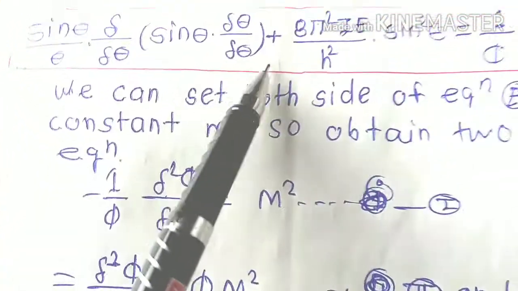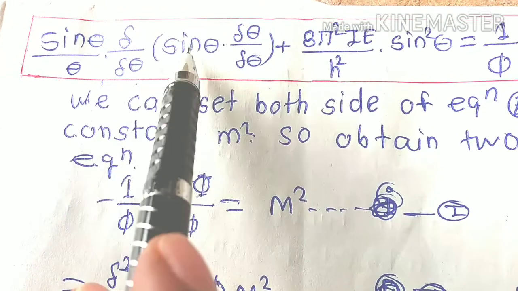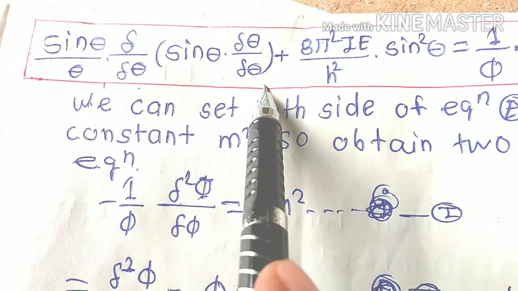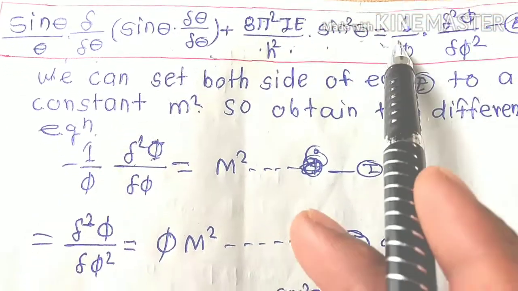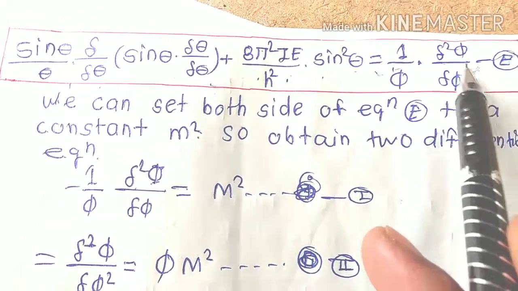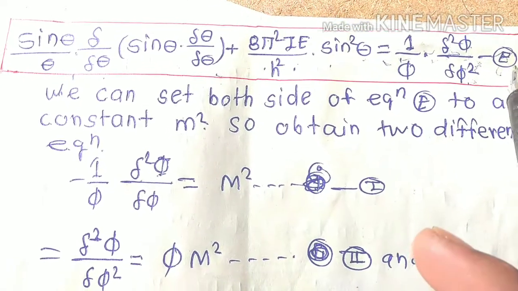The remaining equation becomes (sin θ/Θ) ∂/∂θ (sin θ ∂Θ/∂θ) + (8π² I E/h²) sin²θ = (1/Φ) ∂²Φ/∂φ². We call this equation E.